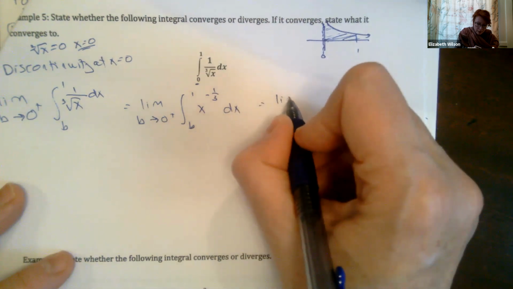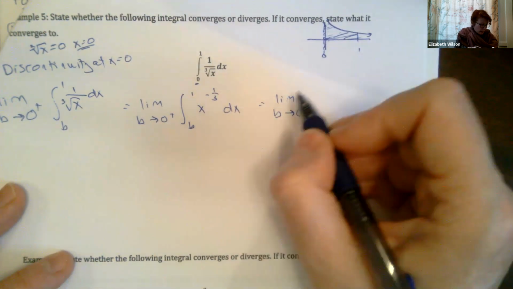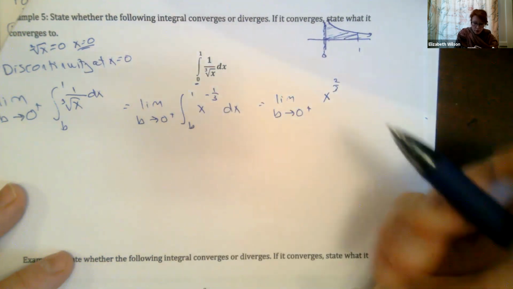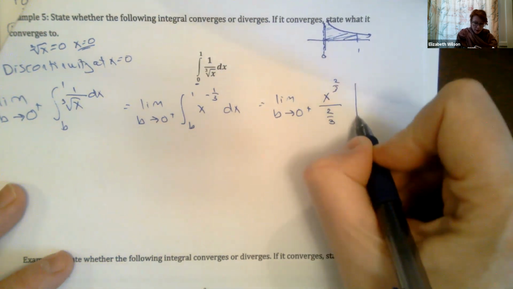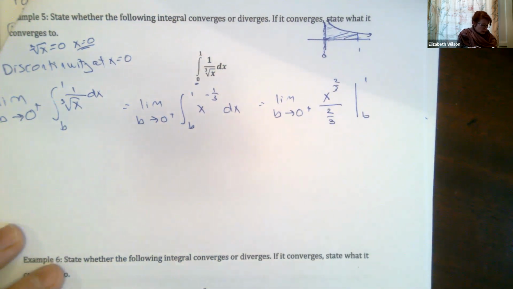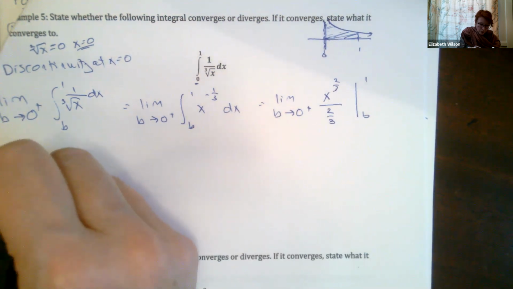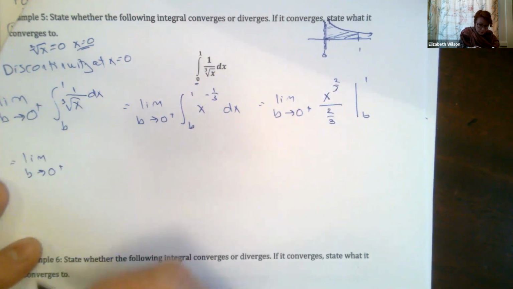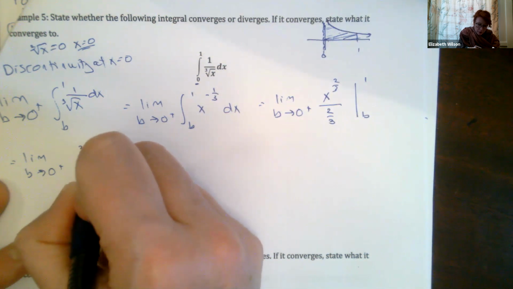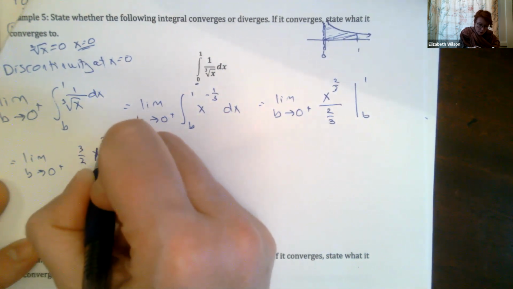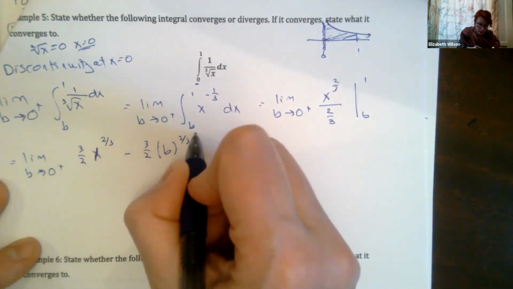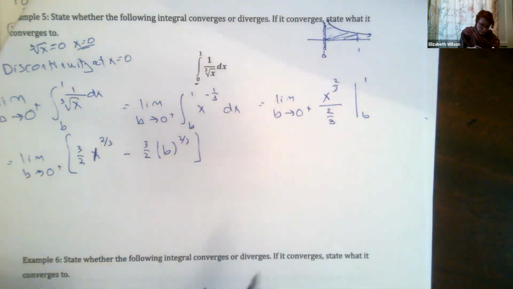So when I do the power rule, what am I going to get? I'm going to get the limit as b goes to zero from the right of x to the 2/3, because this is minus 1/3 plus one, which is 2/3, all over 2/3. And I'm going to evaluate that from b to one. I don't do a plus c anymore because I'm doing a definite integral. So dividing by 2/3, I'm going to get 3/2. This is going to be 3/2 times 1 to the 2/3 minus 3/2 times b to the 2/3. And this should be a one, not an x. Make that more clear.